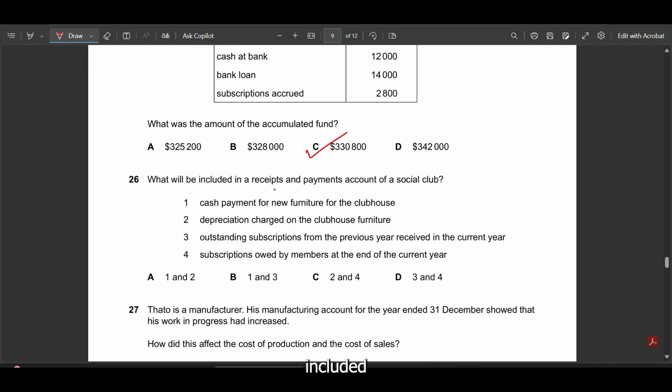What will be included in the receipts and payment account of a social club? Okay, so just understand receipt and payment is nothing but they are talking about their cash book. It's from the chapter clubs and societies. So let's understand this question. Cash payment for new furniture for the club. Yes, you're paying the cash, so cash is going out. So this will obviously be recorded.